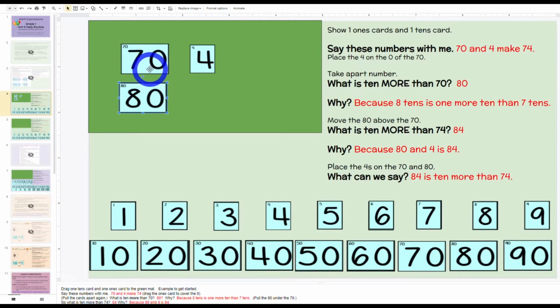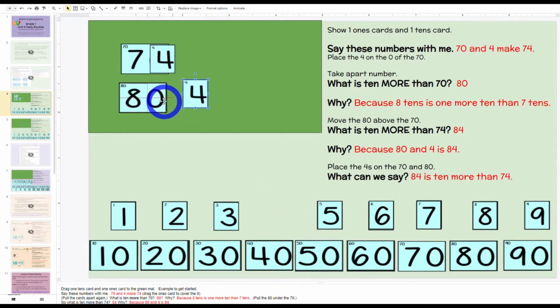What is 10 more than 74? Class, 84. Because 80 plus 4 equals 84. 84 is 10 more than 74. Say it with me. 84 is 10 more than 74.